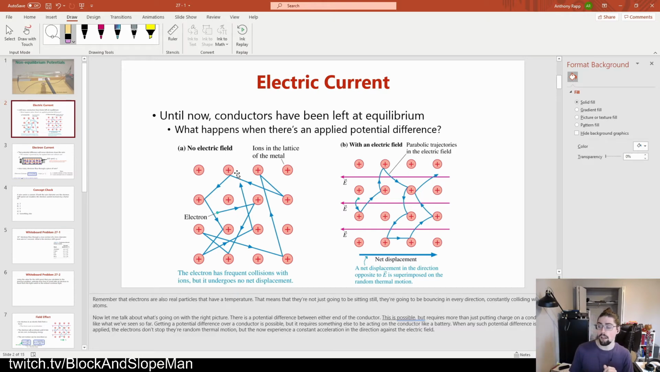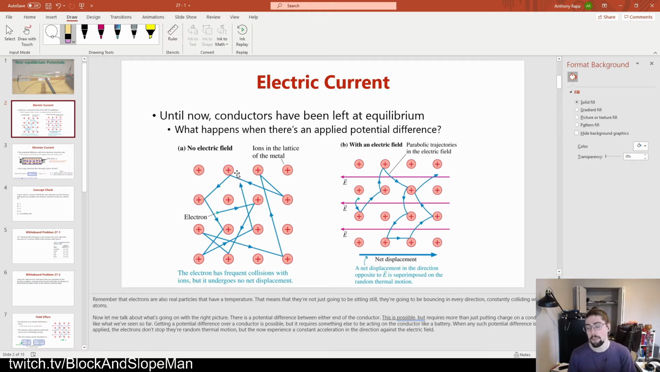But now what happens to that electron? Well, it doesn't stop going through all this random motion, right? It's still bouncing around in every which way. However, now it has a constant acceleration going against the electric field, right? That's what the force does.